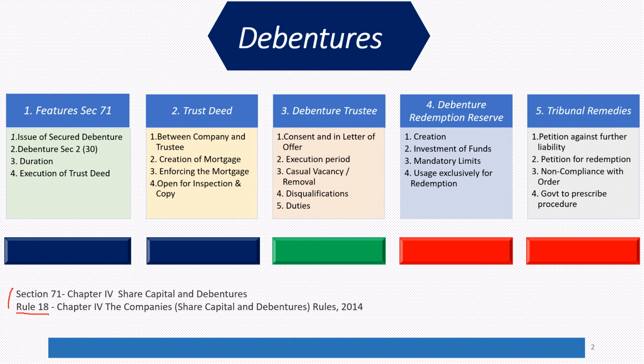If we look into the scope of debentures, we find here initially we are talking of what is being issued, for how long, and how it is secured, and there is a mention of trust deed, which is headed by a debenture trustee, and there is a debenture redemption reserve being mentioned, and we have remedies from the tribunal depending on the grievances that we have.